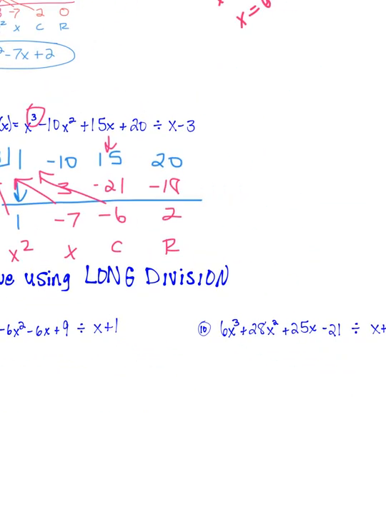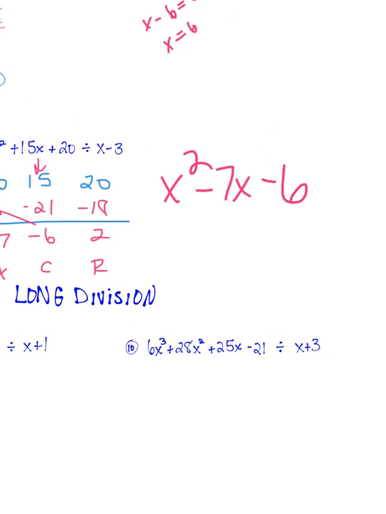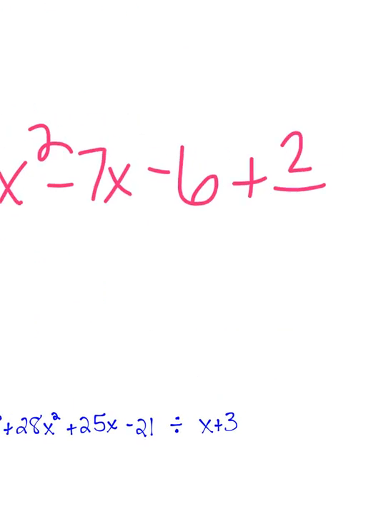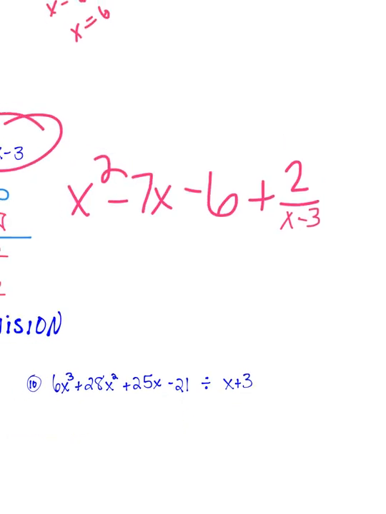So how do I write it? x squared minus 7x minus 6 plus 2 over x minus 3. That's it.